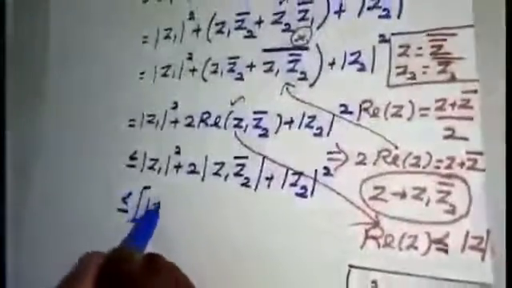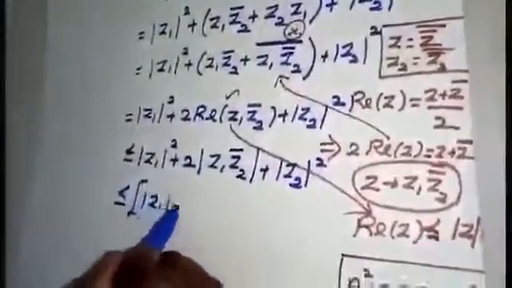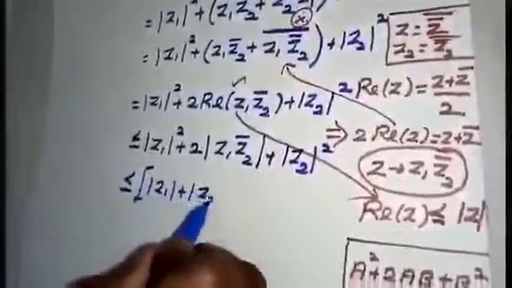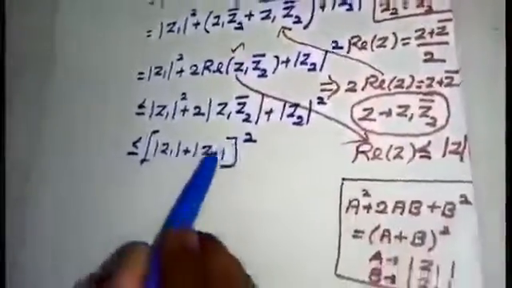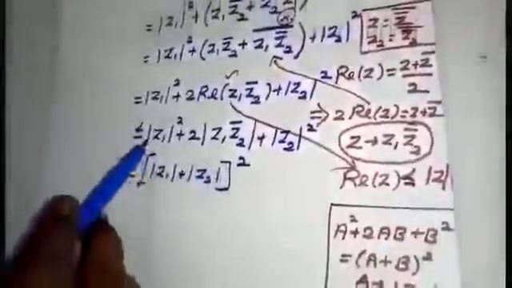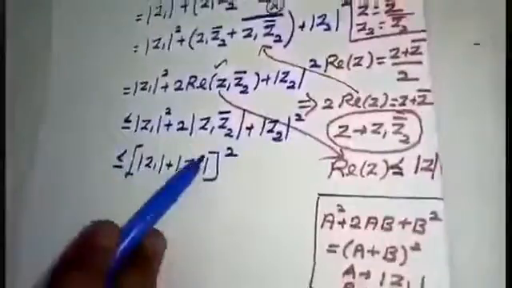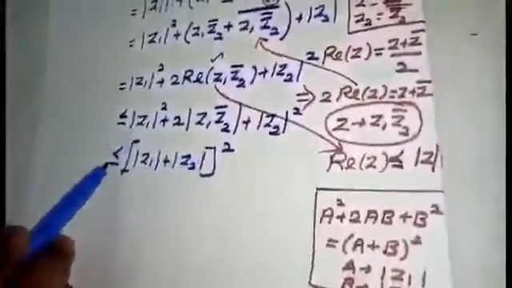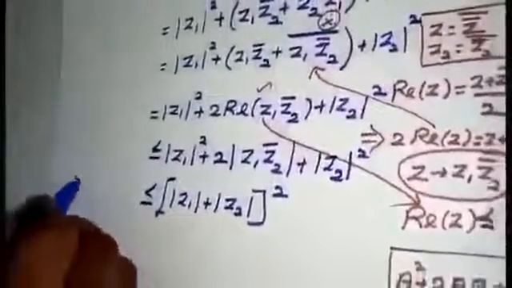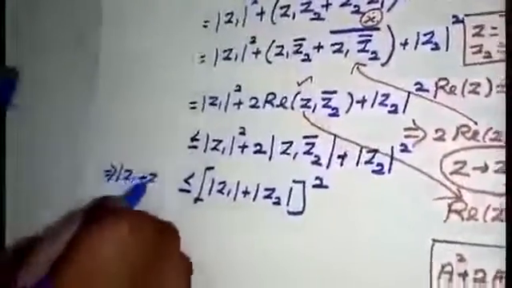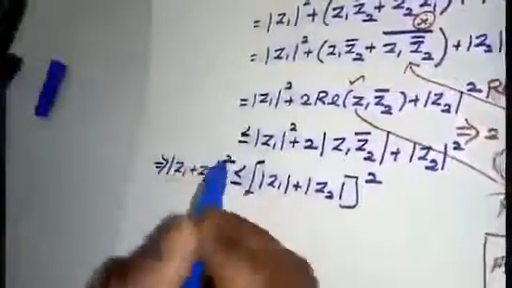Just open the bracket, modulus of z1 plus modulus of z2 the whole square, that is a plus b the whole square, can be written a square plus 2ab plus b square, which is written as a plus b the whole square. This less than or equal to, I am writing it as it is. This is your right hand side, but left hand side, what is the value I am having here? That is modulus of z1 plus z2 the whole square.